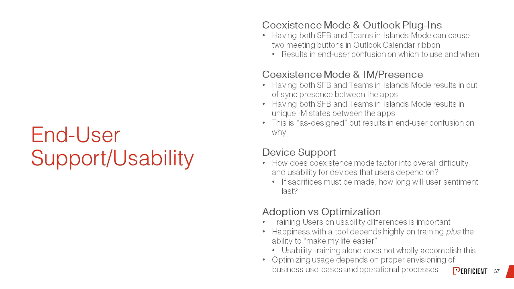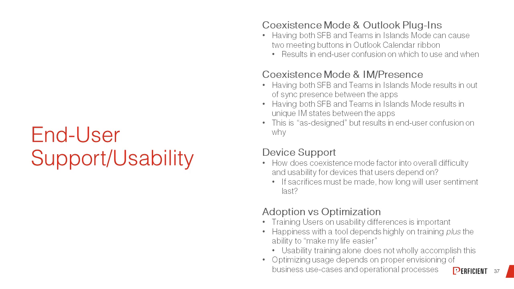Additionally, your IM and presence states become a bit out of sync as a result because each app is effectively independent. I don't send an instant message from Teams to somebody on Skype for Business in Islands mode. You can, but again, it has to be configured that way. And then for device support, so things like better together over Ethernet, or if you have an executive that likes to have a sidecar with all of the people, all of their extensions listed, how does the coexistence mode and the overall usability of the devices factor into your adoption plan?